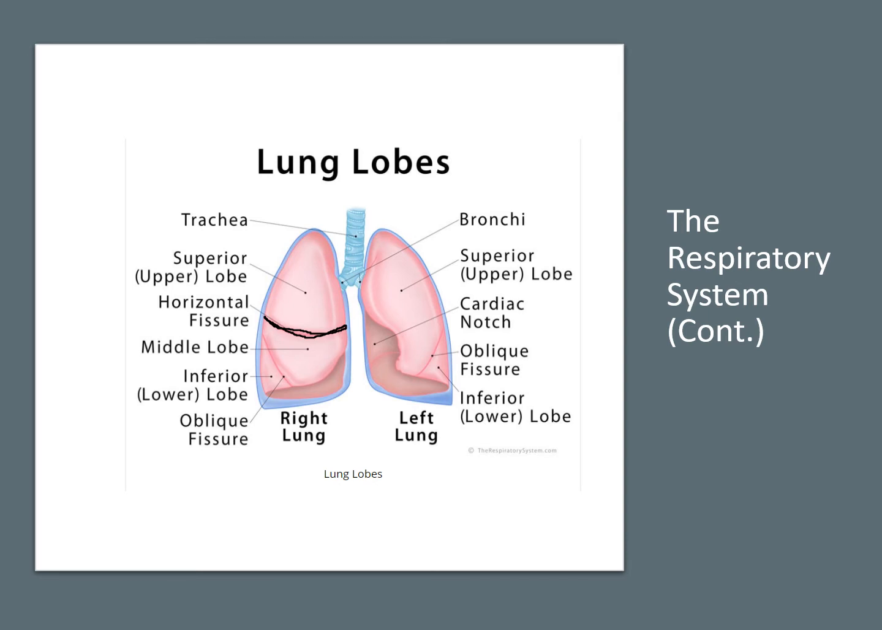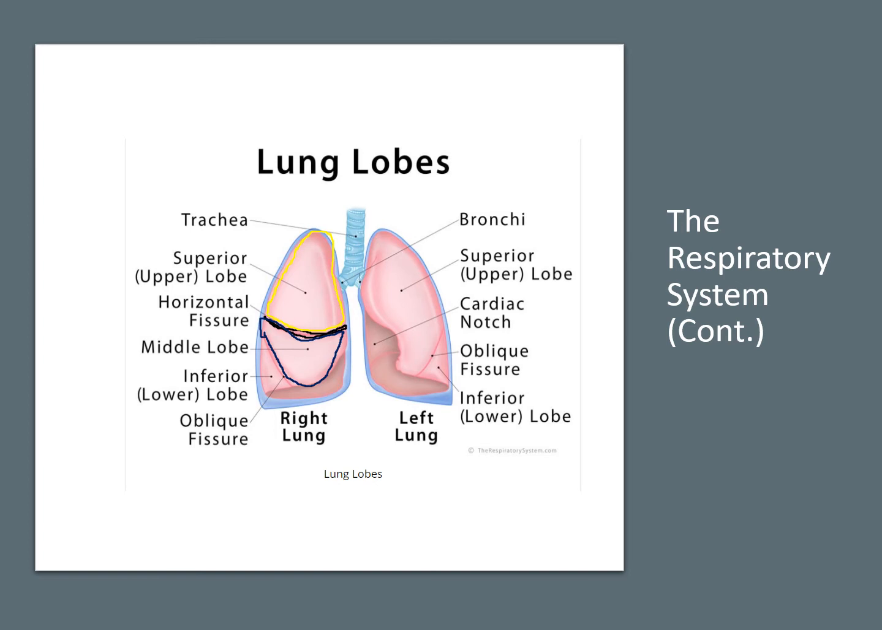The horizontal fissure separates the superior upper lobe of the right lung, which I'm going over now in yellow, from the middle lobe of the right lung, which I'm going to go over now in blue. Dark blue, navy, whatever color this is. This is the middle lobe of the right lung.